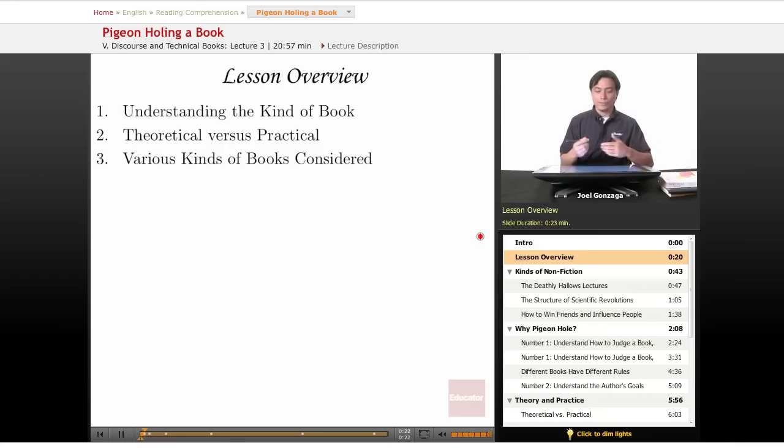So, the overview will be this. We have to understand what kind of book it is. We have to understand more than is this a nonfiction or fiction book. Then we're going to learn what theoretical means and what practical means. And finally, we're going to go over the various kinds of books thought about and considered.